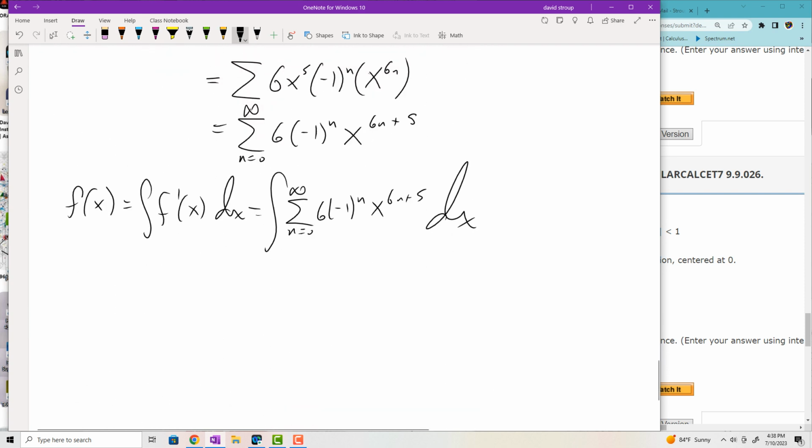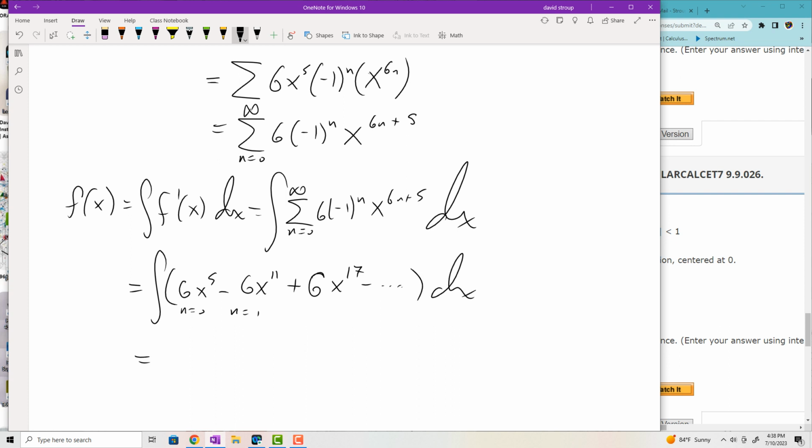So anyways, what is the thing that we're actually integrating? If you want to look at the terms, starting at 0, you get 6x to the 5th. At 1, you get minus 6x to the 11th plus 6x to the 17th minus blah, blah, blah, dx. So this will be the sum of 6 times negative 1 to the n times x to the 6n plus 5 plus 1, which is 6n plus 6, all over 6n plus 6.